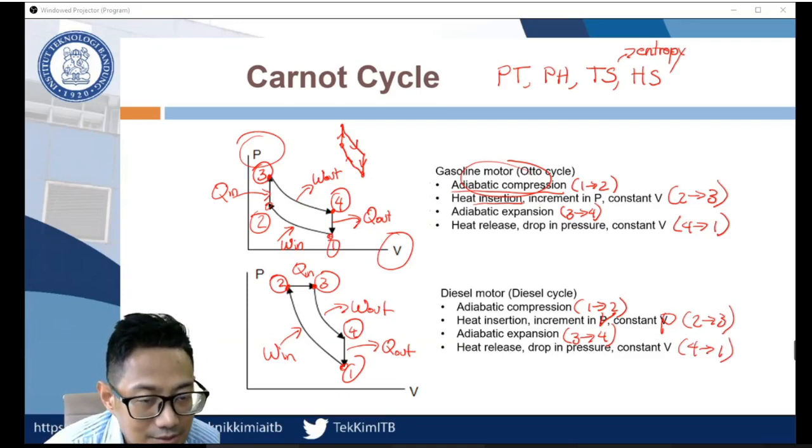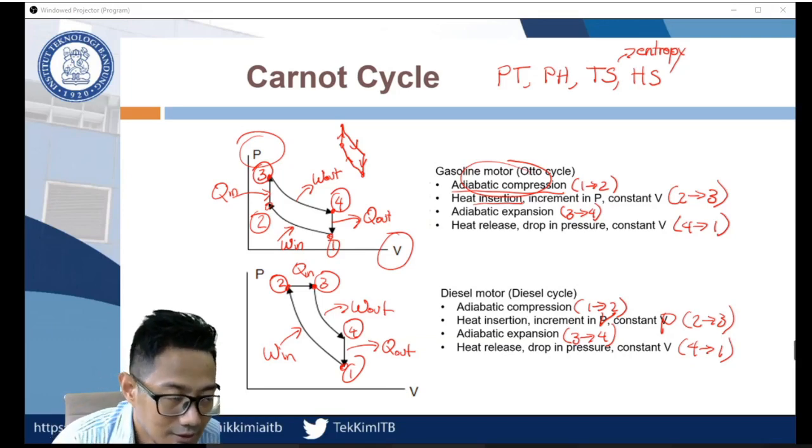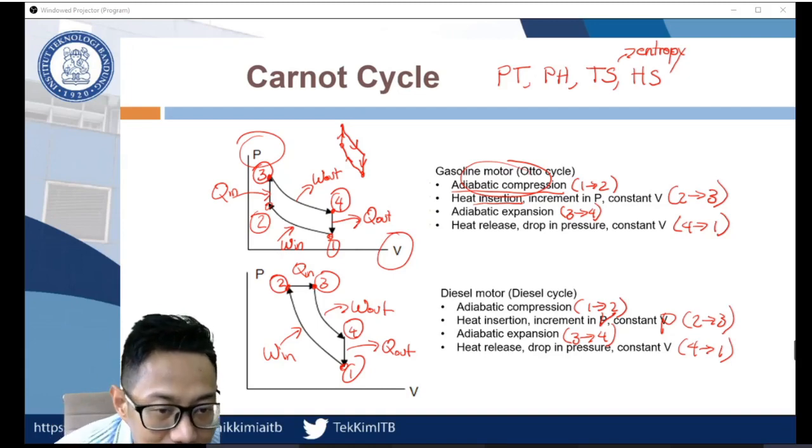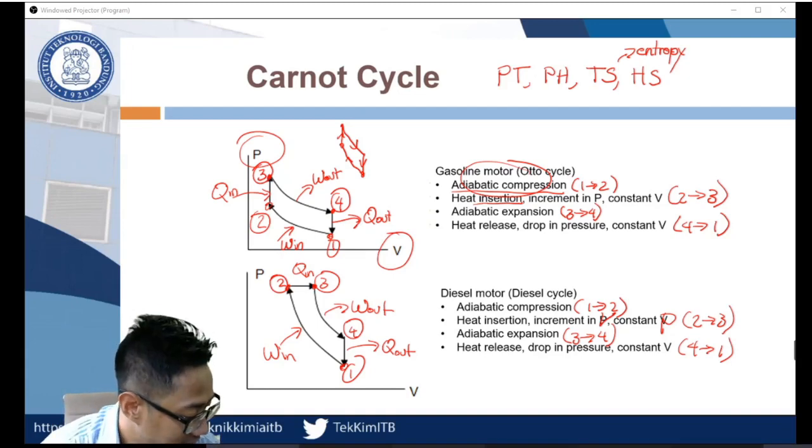If not, try to compare between Otto cycle and diesel cycle. Which step is different? Is it 1 to 2, or 2 to 3, or 3 to 4, or the last one, 4 to 1? Only one step is different. Can you guess which one is that? 2 to 3. Okay, good. The difference is only this one, 2 to 3.